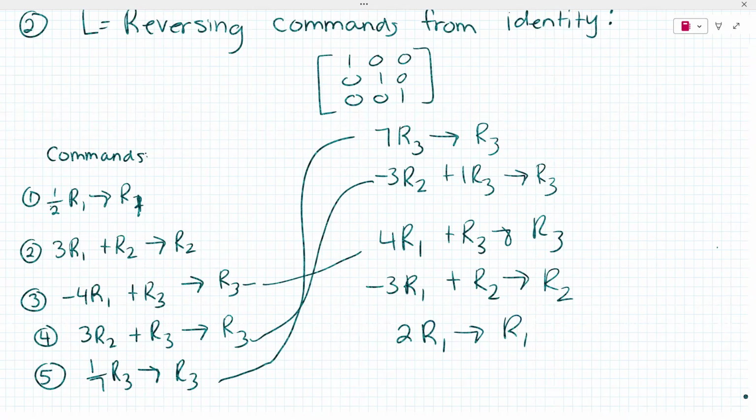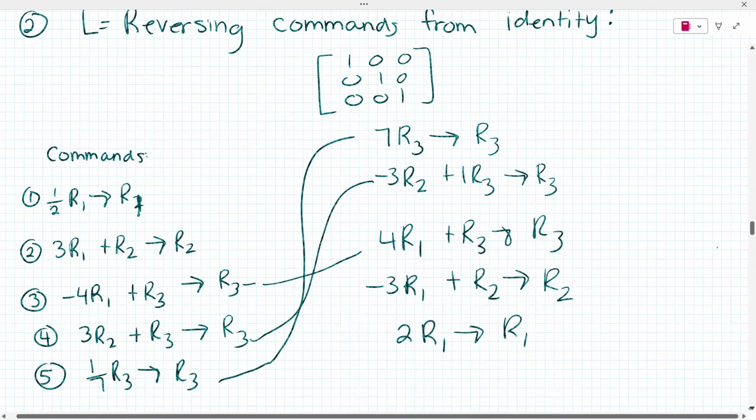So what you're going to do next is start with your identity matrix and start with 7 row 3 gives us row 3. Then move down: -3 row 2 plus row 3 gives you row 3. 4 row 1 plus row 3 gives us row 3. -3 row 1 plus row 2 gives us row 2. Last one, 2 row 1 gives us new row 1. Okay.